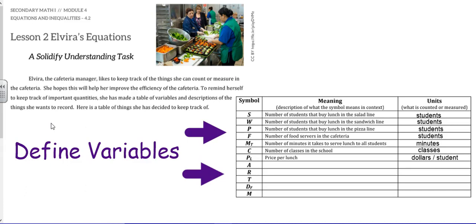This is where she's defining her variables. These are the letters, the variables that she's using. This is what they mean. And then units are also really helpful in making sure that you know what you're finding and that your answer makes sense. So the units, or what is counted or measured, are listed right here. Whenever you see this division bar, that's division, and I'm going to say the word per, so this is dollars per student.